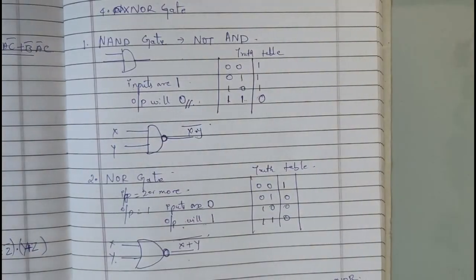Today in this video we have learned about the derived gates, which are NAND, NOR, XOR and XNOR. In the next video, let's design the circuit diagram using these gates.